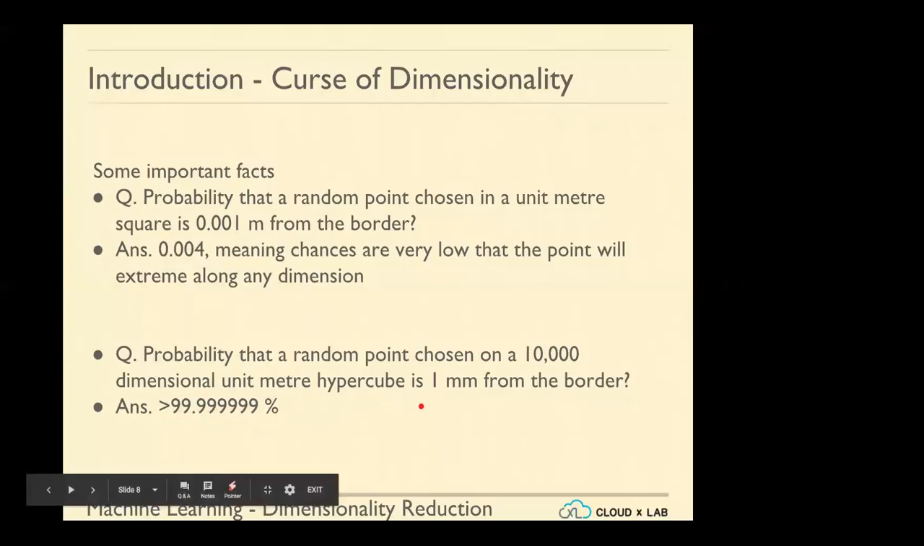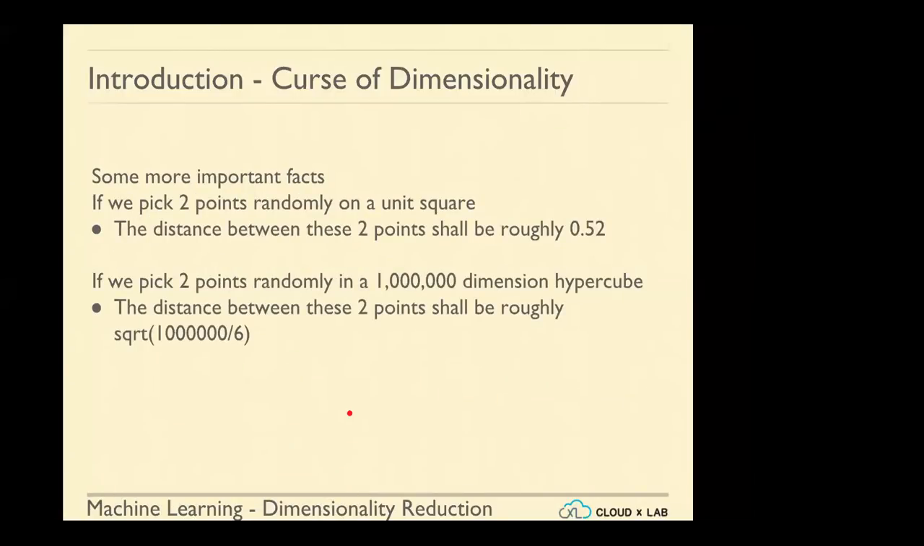Many times you will find that our intuition may not work well when it comes to higher dimensions. Now imagine that we pick two random points on a square. The distance between these two points is going to be roughly 0.52. You can do a bit of calculation and figure out that this is the case. But if we pick two points randomly in a million dimension hypercube, the distance between these two points shall be roughly this much.